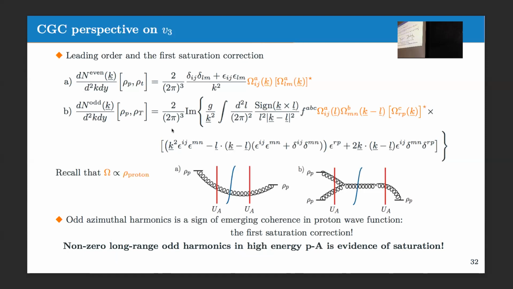In principle, if I would believe that CGC is the only theory which describes particle production in, for example, pA collisions, then the presence of odd azimuthal anisotropy shows me a sign of emerging coherence in the proton wave function, because it is essentially the first saturation correction in the projectile. So this non-zero long-range odd harmonics in high energy pA collisions, if CGC is the only theory of particle production, is the evidence of this saturation.